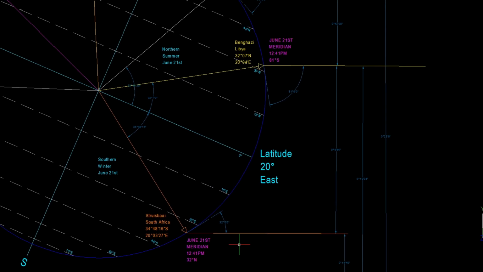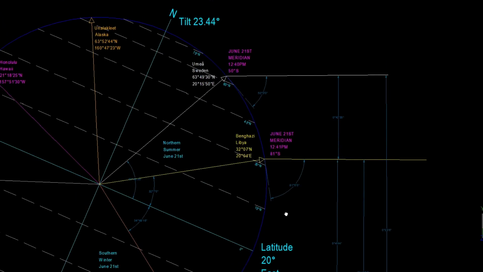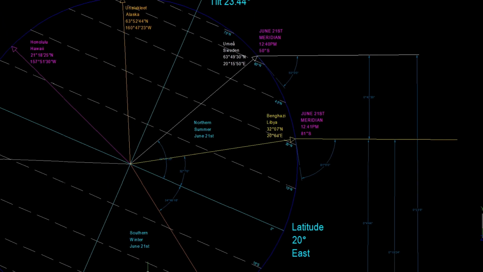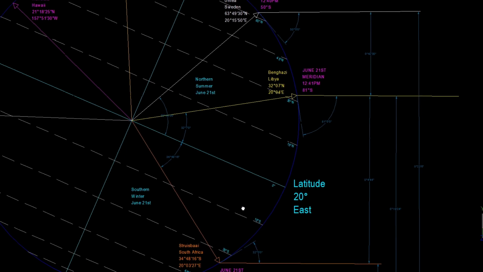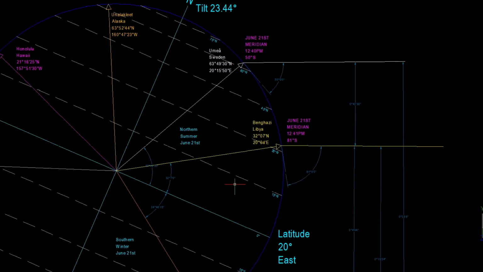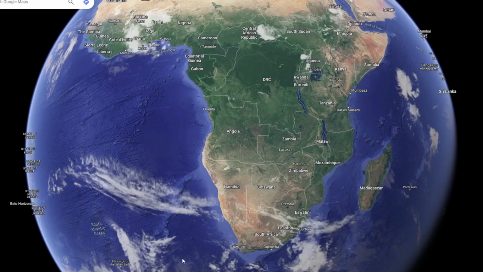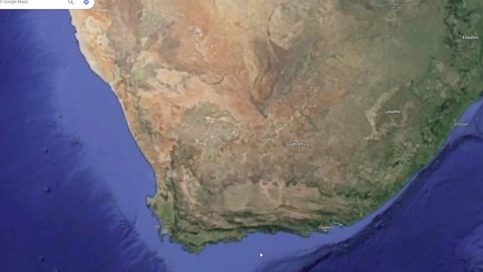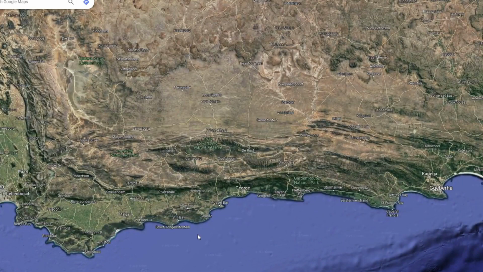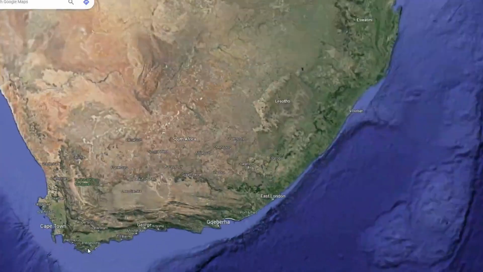We're going to start with South Africa, Libya, and Sweden. So we've got Benghazi, Struisbaai, and Umeå. So we got somewhere down around here, Struisbaai over here, so South Africa.